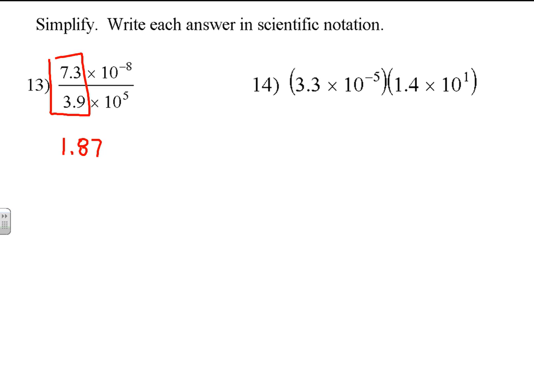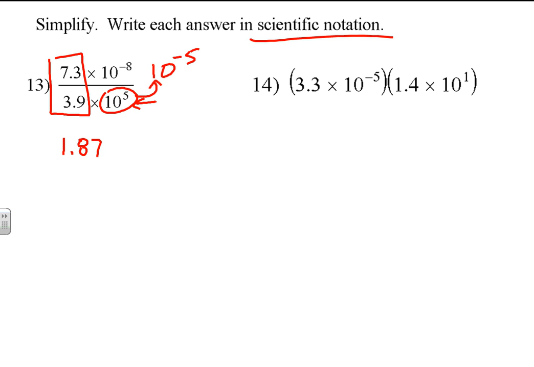Now I'm going for scientific notation here. I love the 1.87. I just need to know how many tens I have. Not divided by how many tens I have. I want to know how many tens I have. So I have to find a way to get these tens up to the top here. And the way I do that is to change the sign of the exponent. This becomes 10 to the negative fifth.